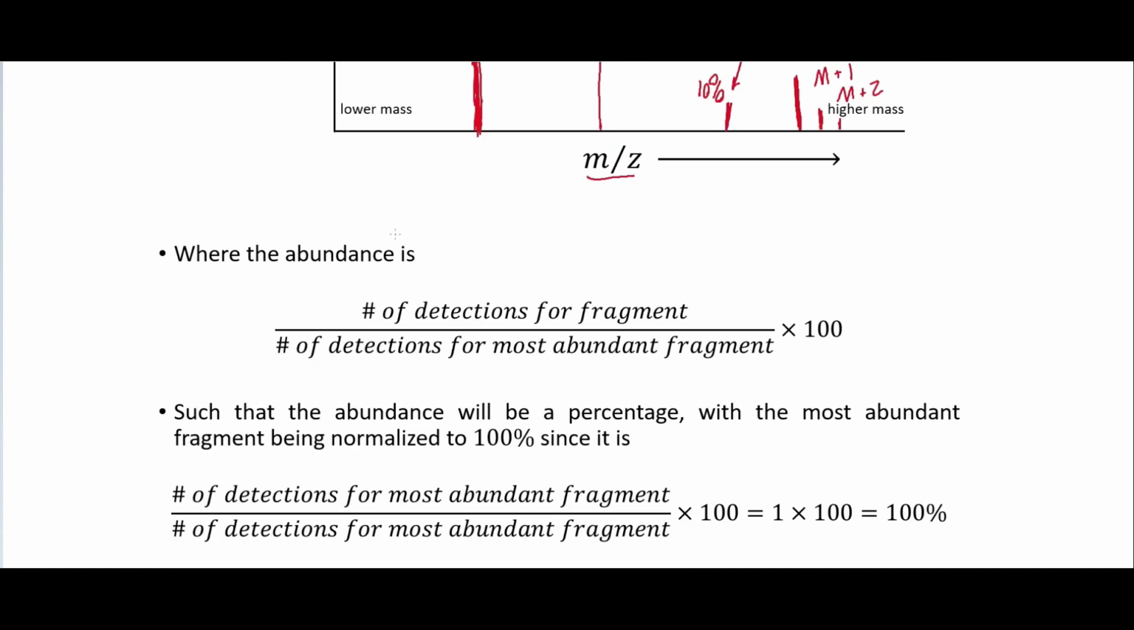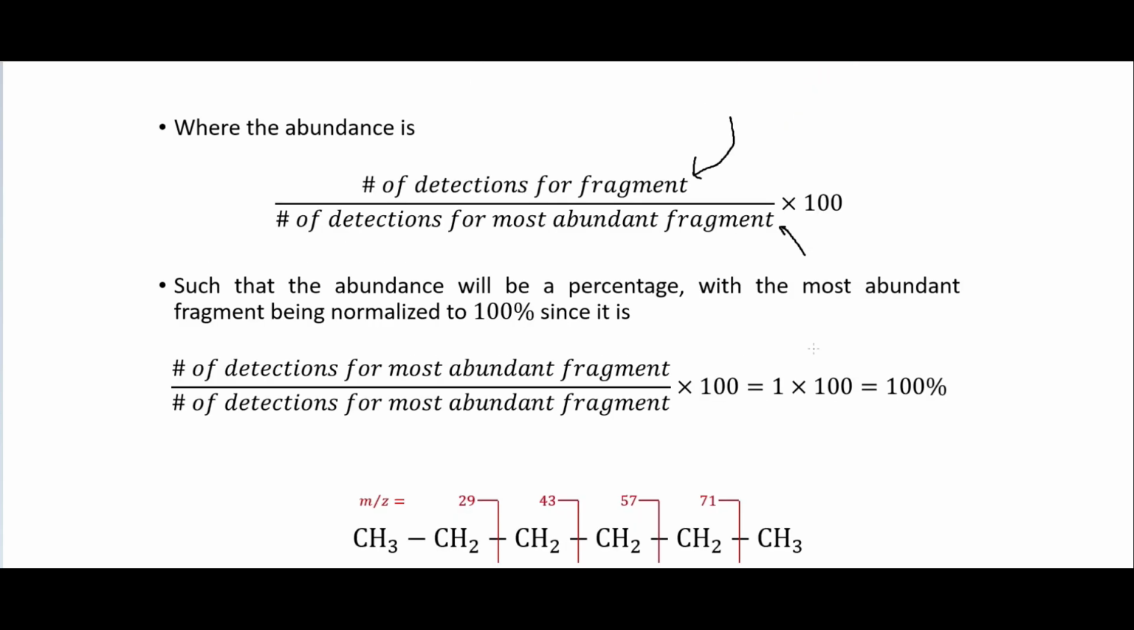As I said, the abundance is calculated like this. We have the number of detections for some fragment divided by the number of detections for the most abundant fragment, and then we multiply that by 100 to get the percentage. For the base peak, we just divide the number of detections for the most abundant by the number of detections for the most abundant. That will come out equal to 1. Multiply that by 100, and that's why it is given 100%.